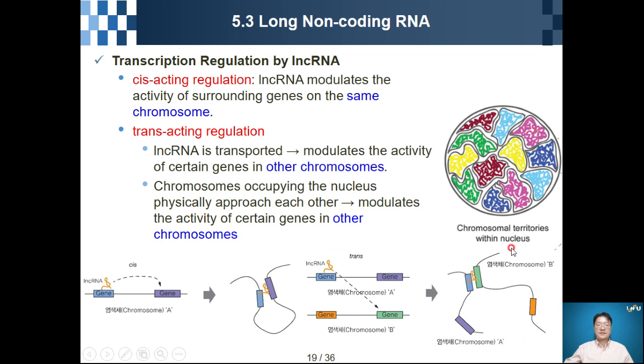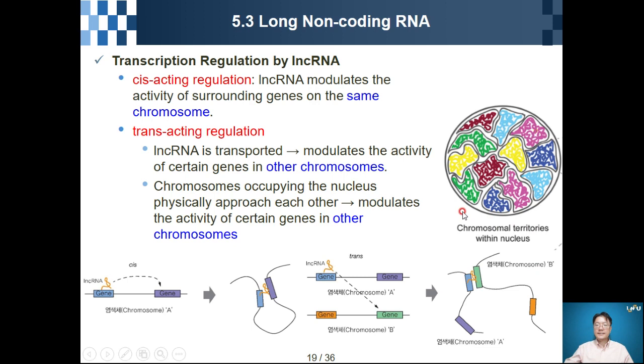However, trans-acting means that a long non-coding RNA is transported to another chromosome. After that, it modulates the activity of a certain gene in the other chromosome. So this is called trans-acting regulation. This is chromosome A, and this is chromosome B. So the long non-coding RNA is transported to the other chromosome, so it will do trans-acting regulation.